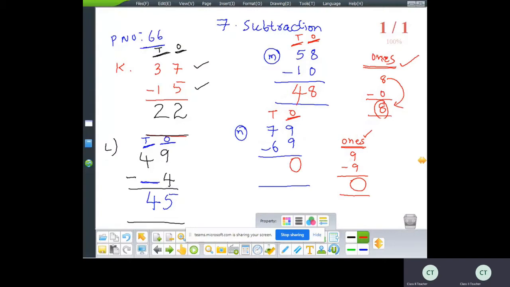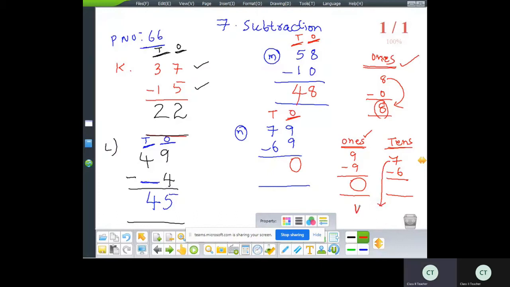Next, the 10s place. Subtracting on the 10s place. In the 10th place, the digits are 7 and 6. 7 minus 6. From 7, we remove 6, or 6 is subtracting from 7. That 6 is a smaller number than 7. Subtraction means a small number is taken from a bigger number.